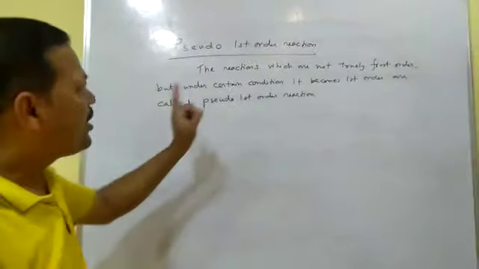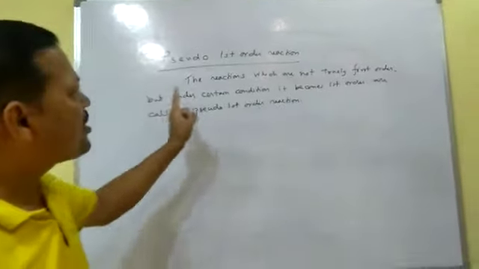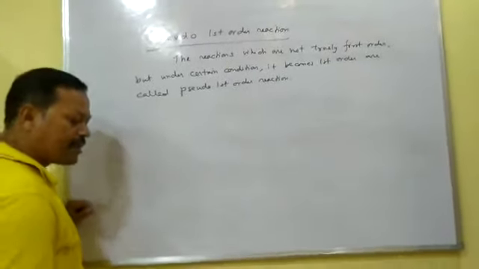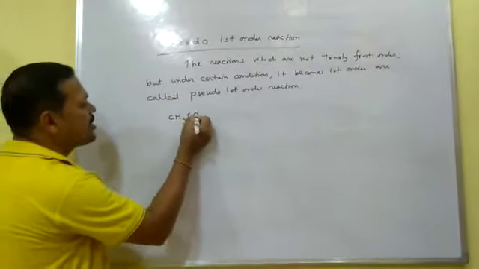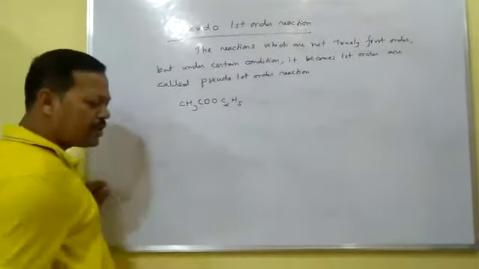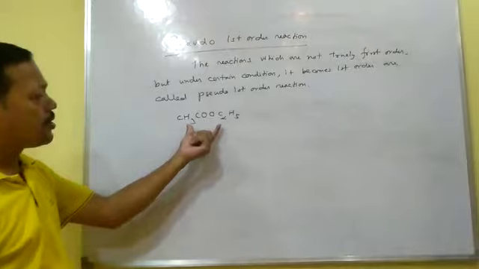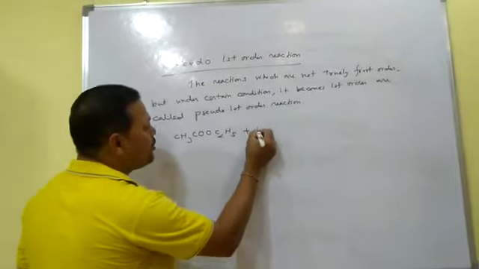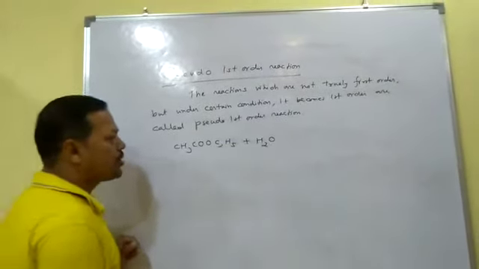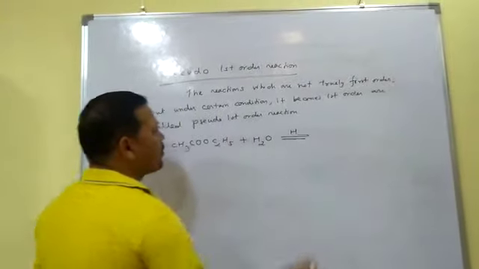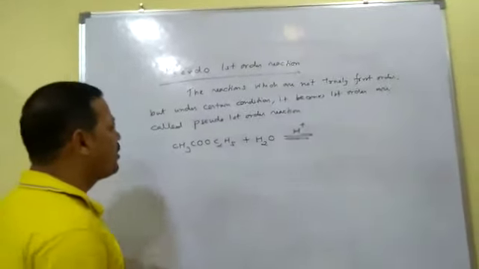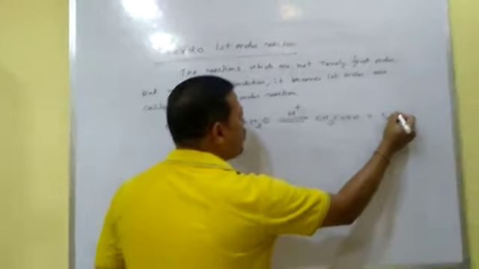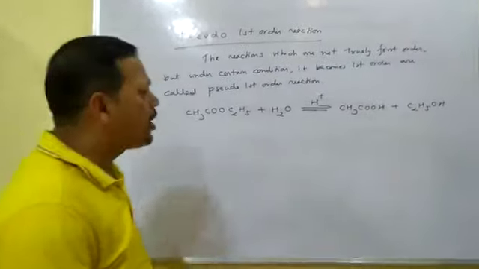This is the definition. The reactions which are not truly first order but under certain condition become first order are called pseudo first order reaction. For example, this is one of the reactions: CH3COOC2H5. This is an organic compound. It is one of the ester compounds, the sweet smelling organic compound. When you hydrolyze the ester, hydrolyze means you have to add water. The reaction is reversible. In presence of acid, H plus, it produces acetic acid, CH3COOH, and one alcohol, C2H5OH. So this is one of the organic reactions.